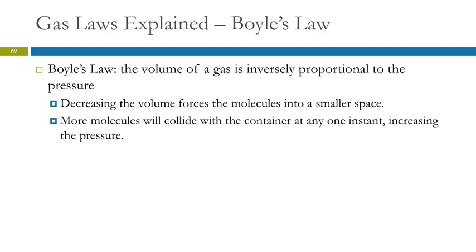We can explain Boyle's law. The volume of a gas is inversely proportional to the pressure. If we decrease the volume, that forces the molecules into a smaller space, right? If we're keeping the temperature and the number of particles the same, we've got those particles in a smaller space, they're going to run into the walls more frequently. That means the pressure is going to go up. So as the volume goes down, the pressure goes up. That's what Boyle's law tells us.